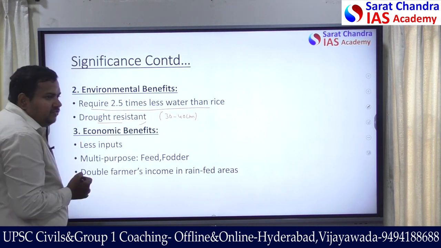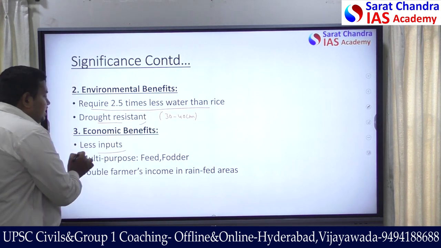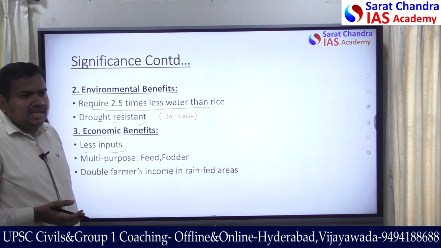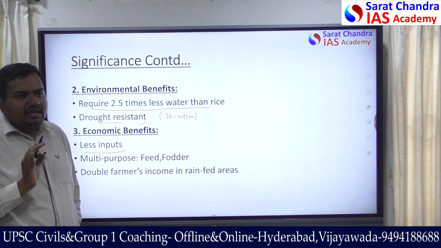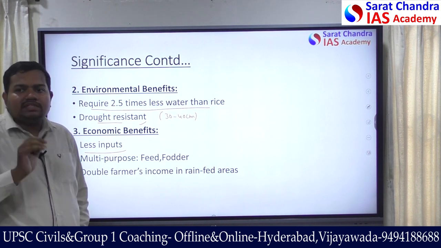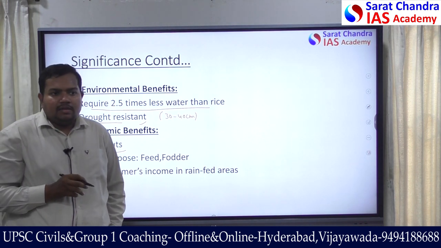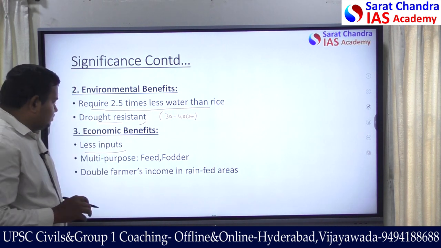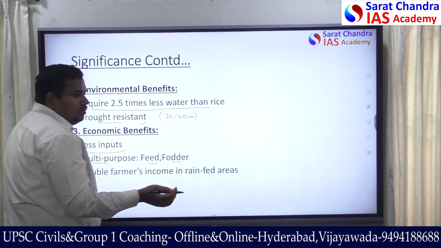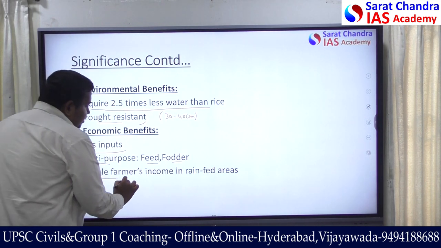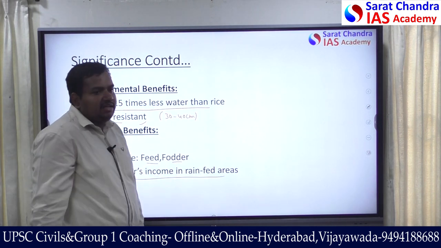Similarly, what are the economic benefits with respect to millets? They require very less inputs. Even with respect to water also, they don't require even irrigation facility. But for rice, we require some kind of irrigation facility. But millets, they don't require that also. Similarly, multi-purpose, they can be used as feed and fodder, both the types. And double farmer income in rain-fed areas.